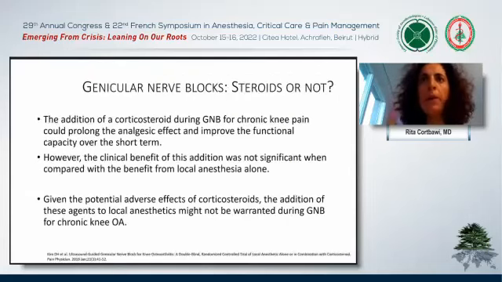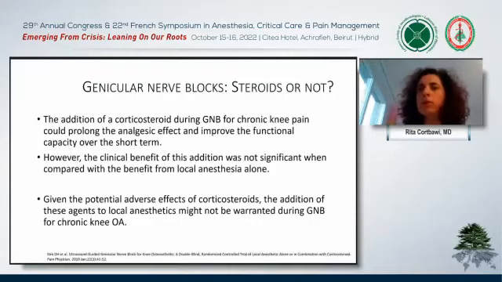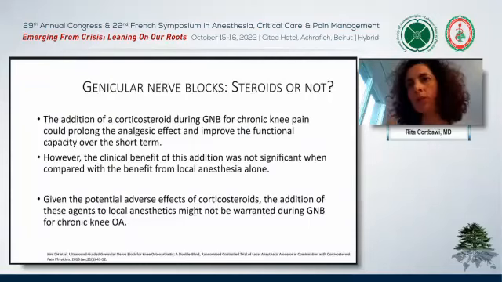Should we use steroids in these genicular nerve blocks or not? The addition of steroid can improve the analgesic effect and the function over the short term, yet it didn't have a clinical benefit compared to local anesthetic alone. So we're not really sure that we need to add steroids to these genicular nerve blocks. Now, what's interesting with these blocks, even when they are done with ropivacaine, for example, is that they last longer than the effects of the local anesthetic itself. For example, it might last over 10 days with ropivacaine. It can be repeated, and usually with the repetition of the blocks, the need for a block becomes less frequent. And if this is not enough, then the patient can be referred for pulsed radiofrequency treatment.